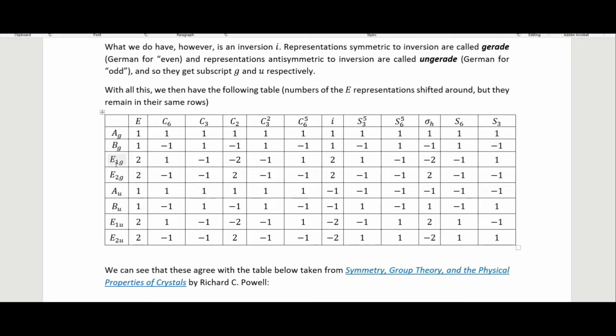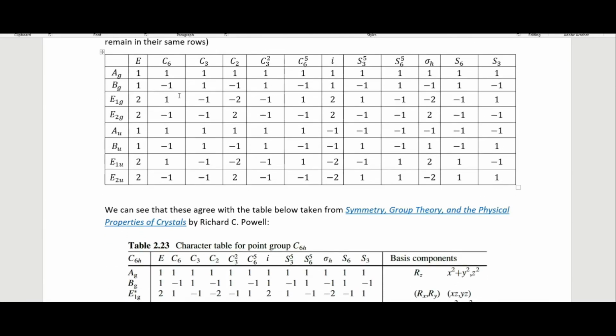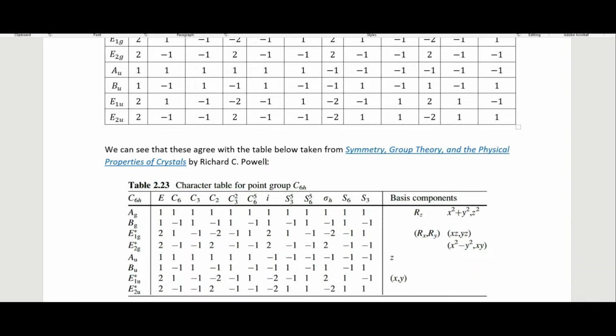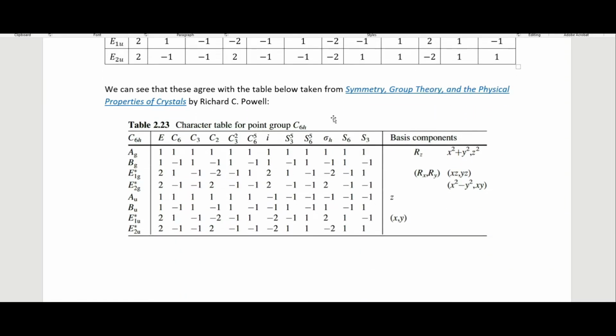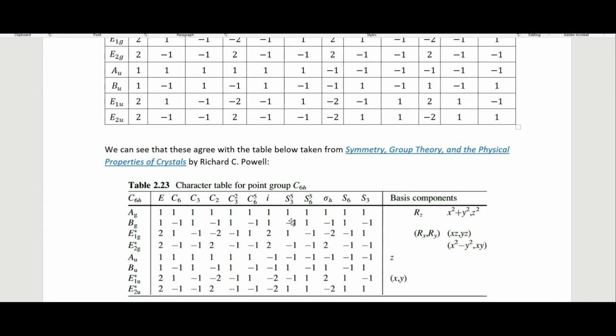And so we can actually put these on our E representations here as well. And those ones we will number just to sort of differentiate them from each other. And so we can see that this table agrees with this one below that I took from this book, Symmetry, Group Theory, and the Physical Properties of Crystals by Richard C. Powell. So we see that it agrees with that.